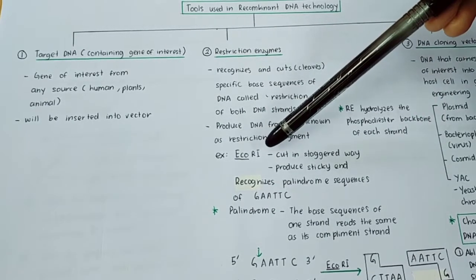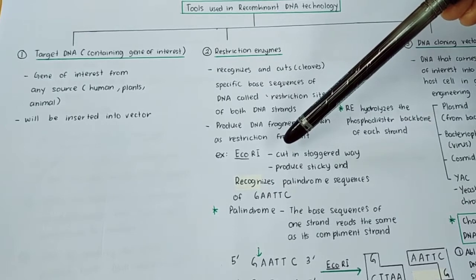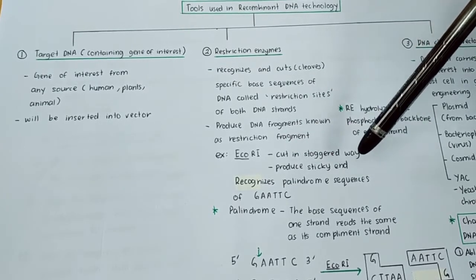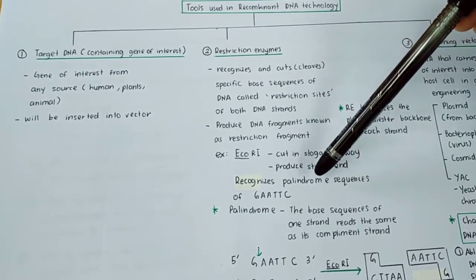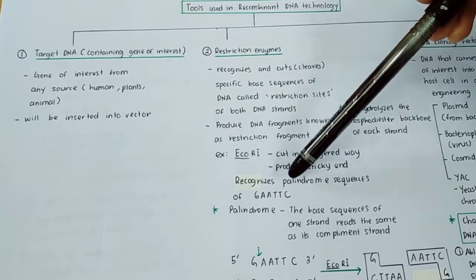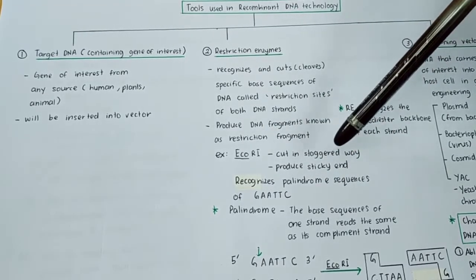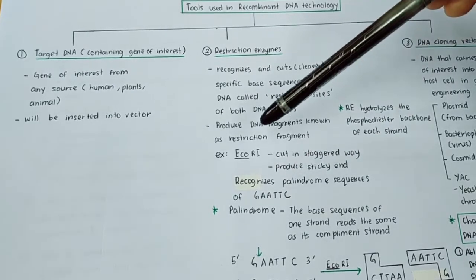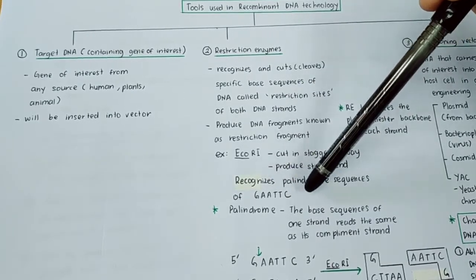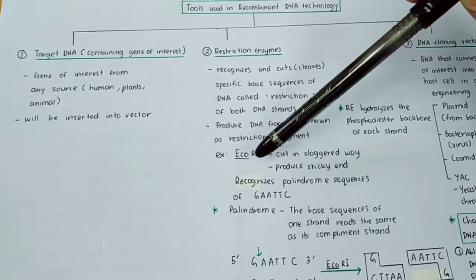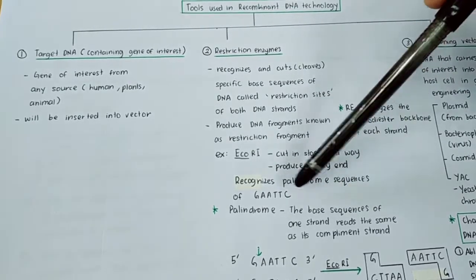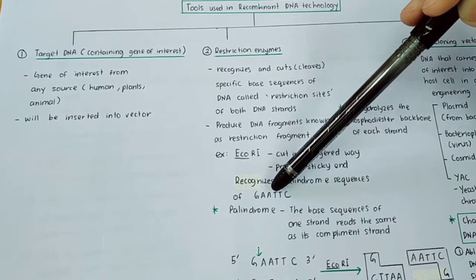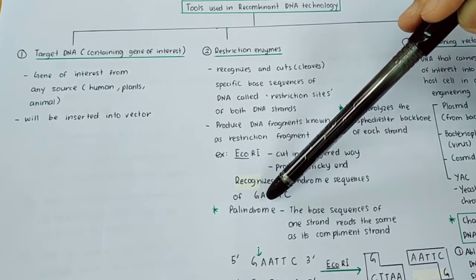So, for EcoR1, it will cut the specific base sequence in staggered way. And then it will produce TKN. Okay, so this one awak kena ingat lah. Okay, it will cut in staggered way and it will produce TKN. Okay, so each of the restriction enzyme, it will recognize the palindrome sequence. So, kalau untuk EcoR1, the palindrome sequence is GAATTC. So, what is the meaning of palindrome?